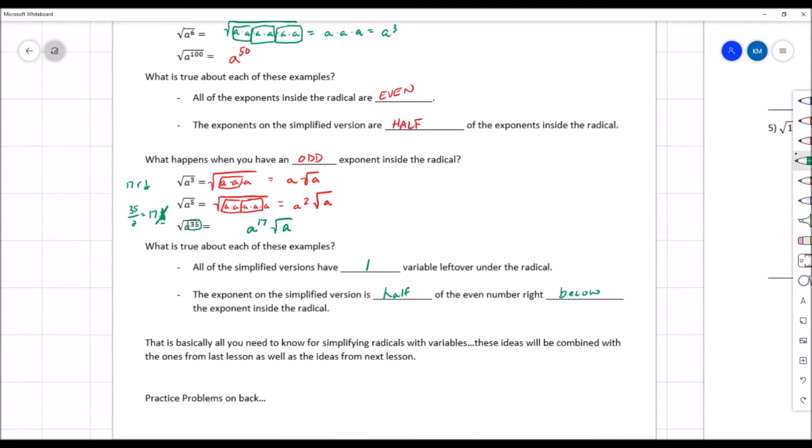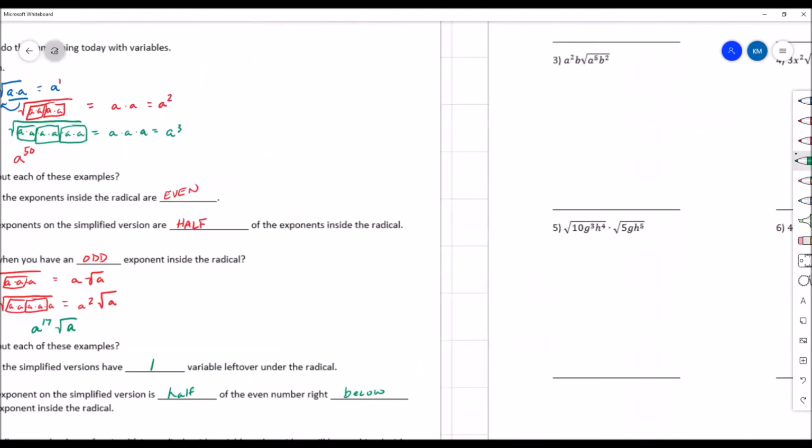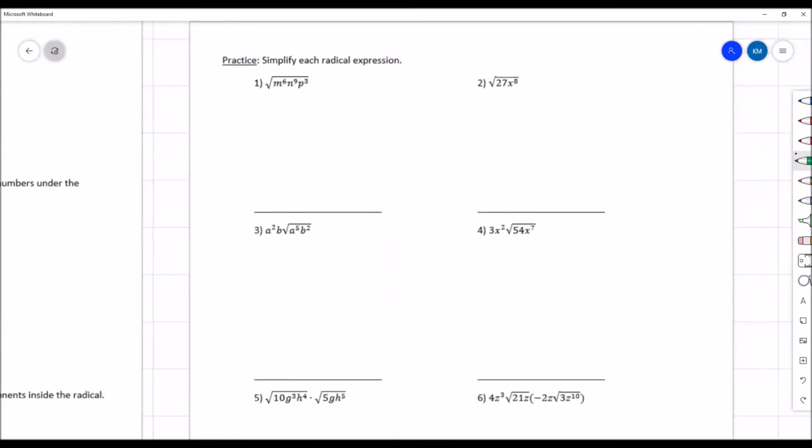Right? So it'd be like 34, 17, and then 1 left over. And that's basically all you need to know for simplifying radicals with variables. These ideas will be combined with the ones from last lesson as well as from the next lesson. So let's practice with practice problems here.